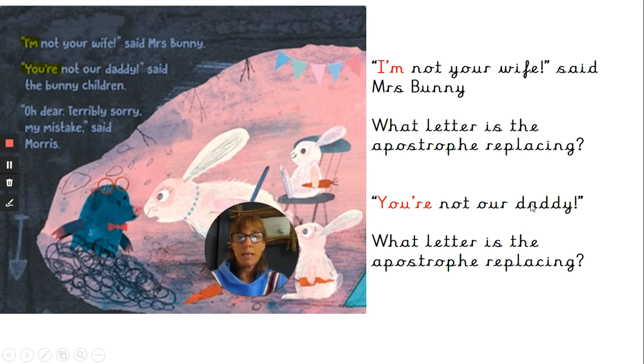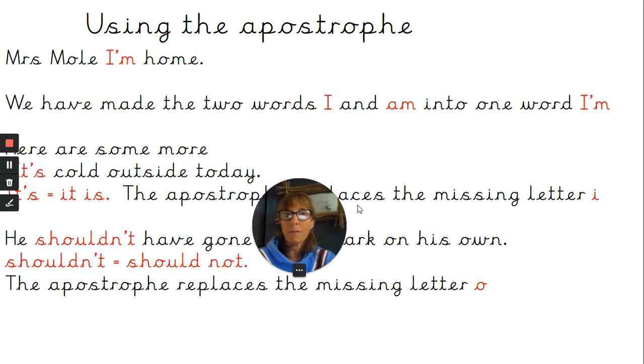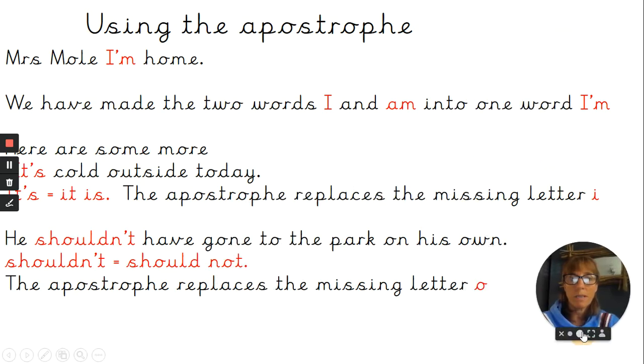You're not our daddy. What letter is missing there? You're not our daddy. If we split the word you're into U and what letter's missing? We split it into U and R. You are not our daddy. What letter's missing? The A, the A. So the apostrophe replaces the missing A. Now let's have a look.